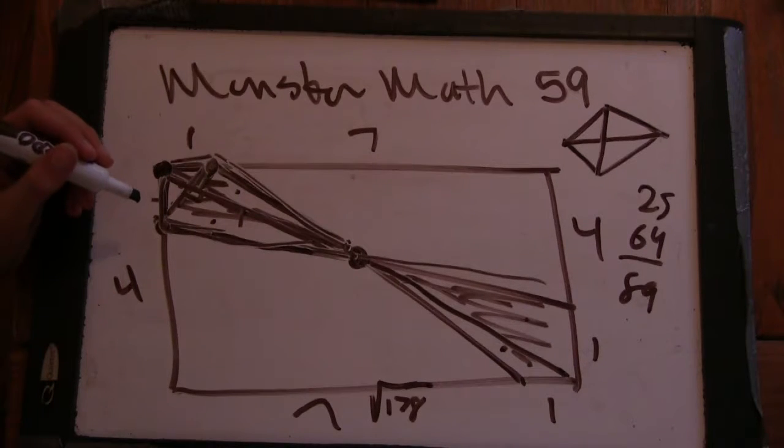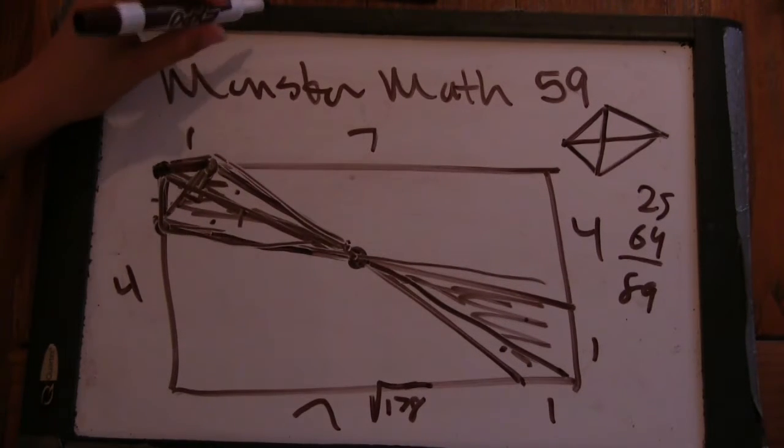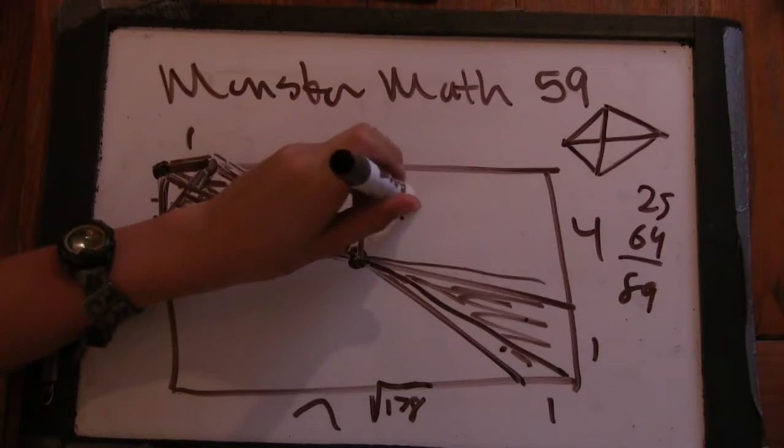Well, I guess maybe I could choose this. Yeah, the thing that you know is 1. Because then this is halfway down. So this is 2.5.